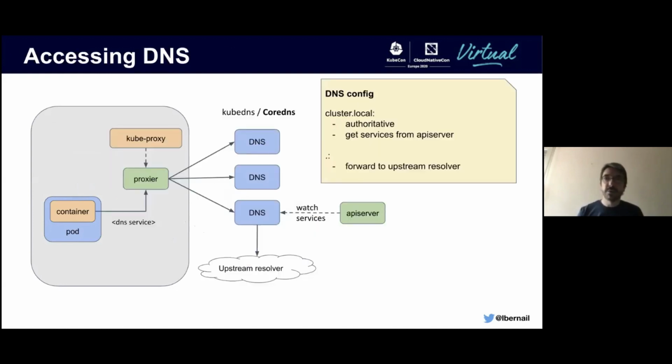When a container wants to access DNS, it's going to send a query to the DNS service in the cluster. And the proxy you use, whether it's iptables or IPVS, is going to load balance these queries to DNS pods, which can either run kubedns or CoreDNS. And these DNS servers are going to do two things. The first one is they're going to be authoritative for the cluster domain, and also they're going to forward queries to an upstream provider for any domain they don't know about.